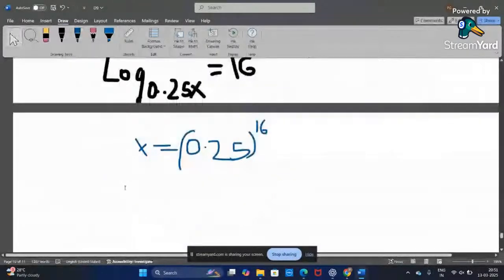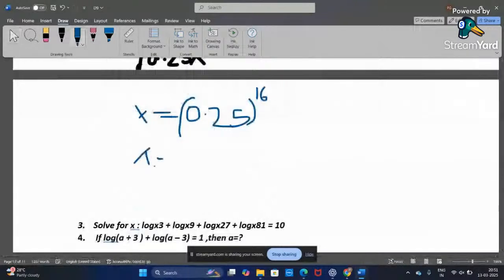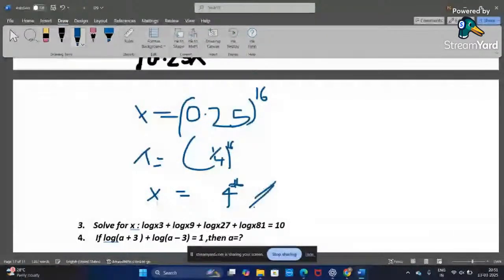Next, what you have to do? x equals 0.25. You can write it as 1 by 4, right, to the power 16. So your x value, you can write it as 4 to the power minus 16. That's all. This is how we need to solve the problem.